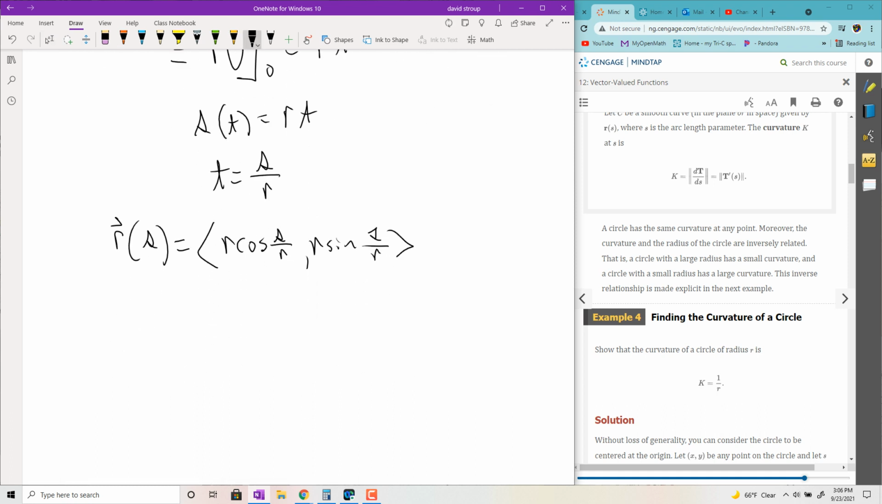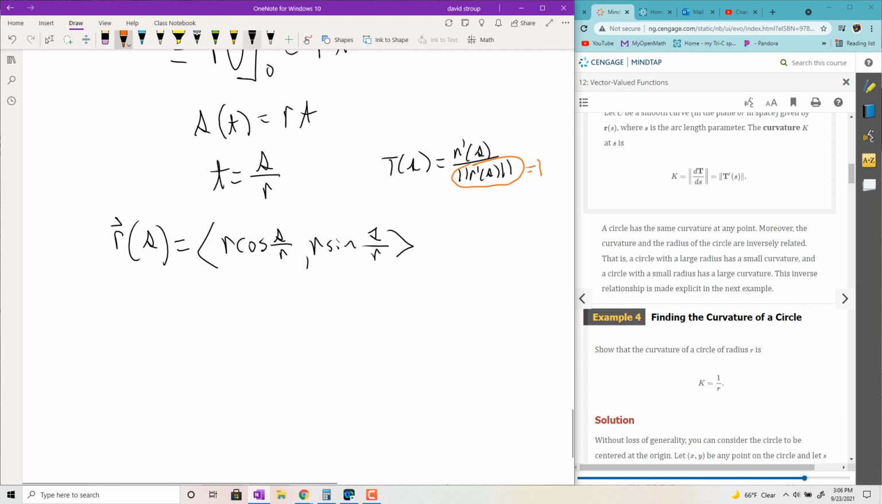And then to get the curvature, I need basically the unit tangent vector. And so to get t of s, that's just going to be the derivative of r of s divided by the magnitude of the derivative of r of s. But the magnitude of the derivative of r of s is just equal to 1.